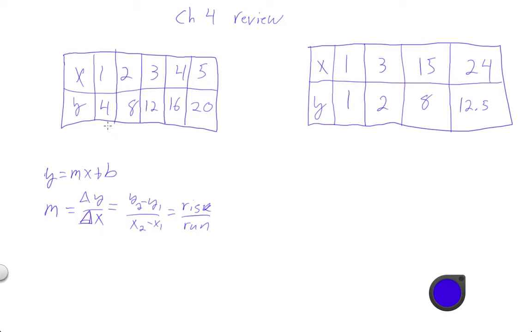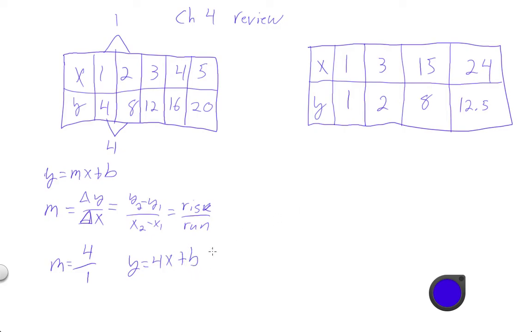So what we need to do for a table is, what is the difference to get from 4 to 8? Well, it's 4. What is the difference to get from 1 to 2? That's 1. So we can use change in y over change in x. Our change in y is a positive 4, so our slope is positive 4. Our change in x is just 1. So m equals 4 over 1, and we could say that y equals 4x plus b.